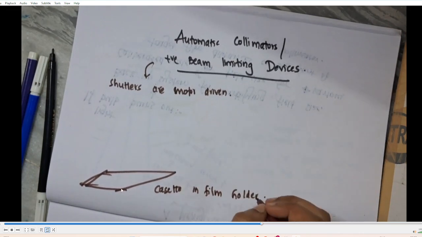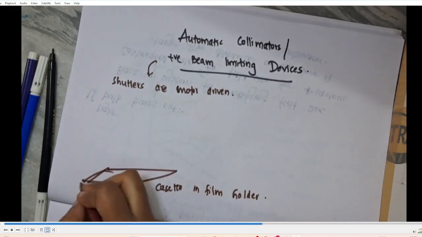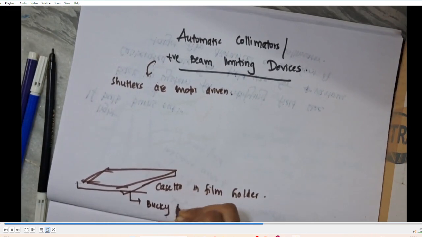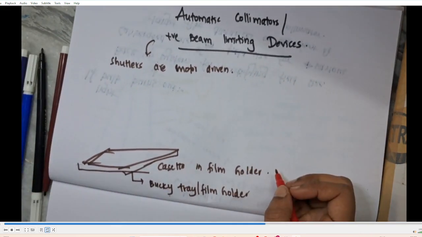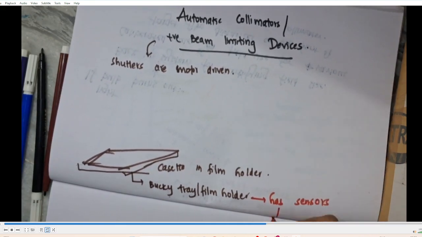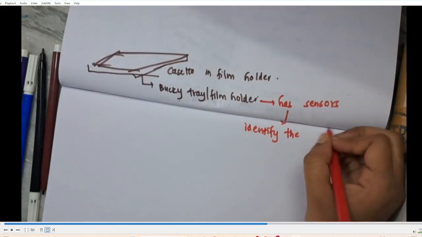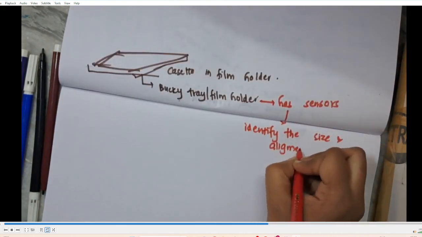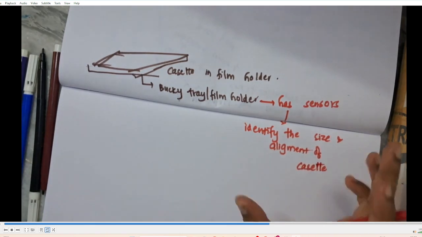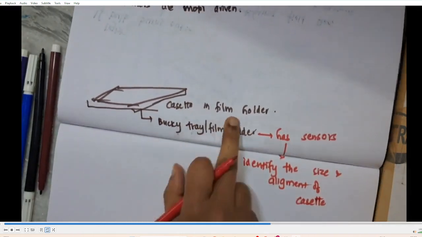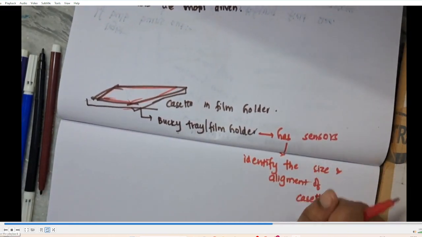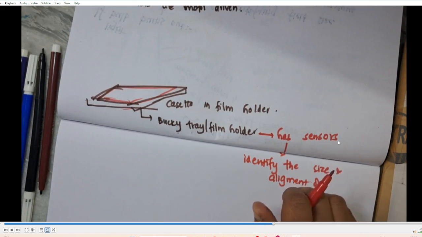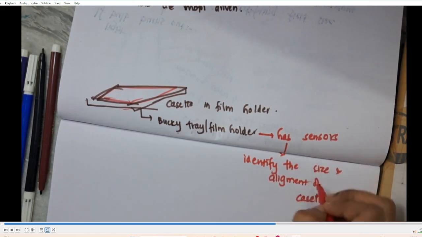When a cassette is loaded into a film holder or bucket tray, sensors present in the tray identify the size and alignment of the cassette. These sensors relay the information to the collimator motors.